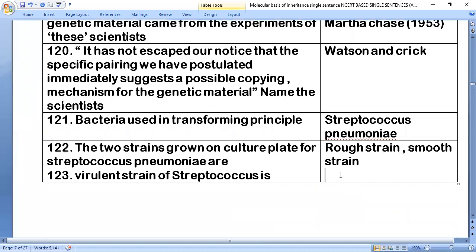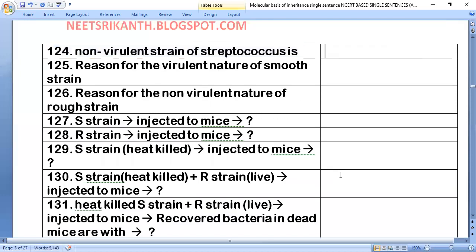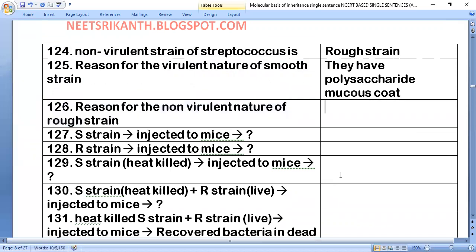Virulent strain of Streptococcus is smooth strain. Non-virulent strain of Streptococcus is rough strain. Reason for the virulent nature of smooth strain is they have polysaccharide mucus coat. Reason for the non-virulent nature of rough strain: they lack polysaccharide mucus coat.